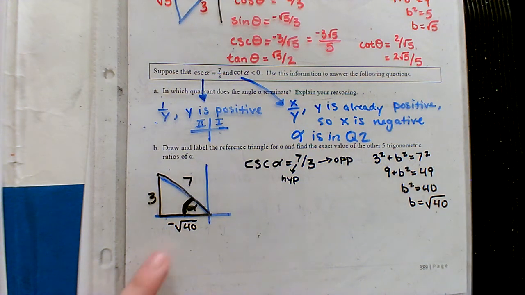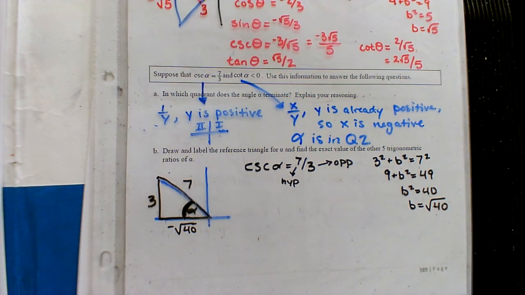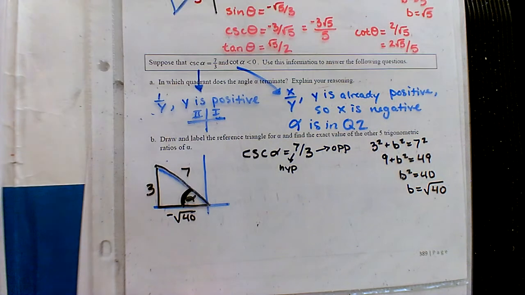Up to you. So now that we have all 3 sides filled out, let's go ahead and try to find the other trig ratios. Do you guys want to try to do that? See how you do. All right, you already know cosecant, so you have 5 more to tackle.